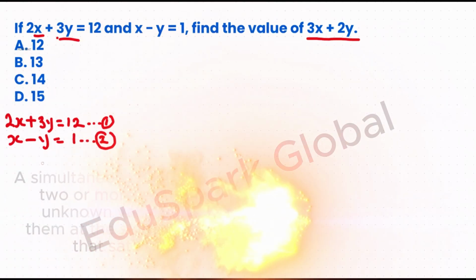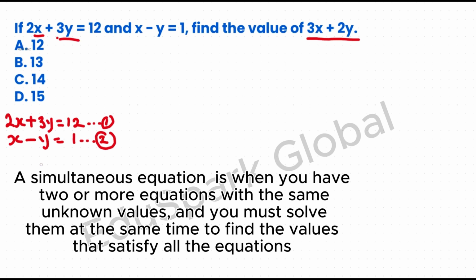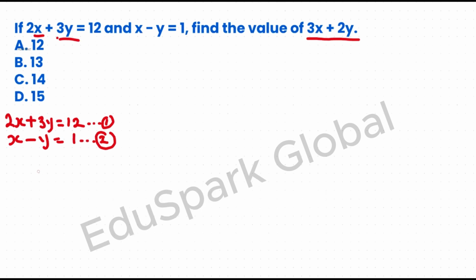A simultaneous equation is when you have two or more equations with the same unknown values, and you are expected to solve them at the same time so as to find the values that satisfy all the equations. In this kind of question, we can either use the elimination method or the substitution method. We're going to use both methods, and the one that is easier for you, you make do with it. Now let's start with the substitution method.